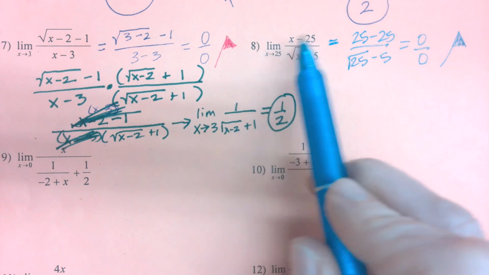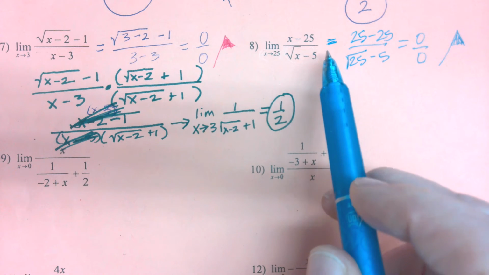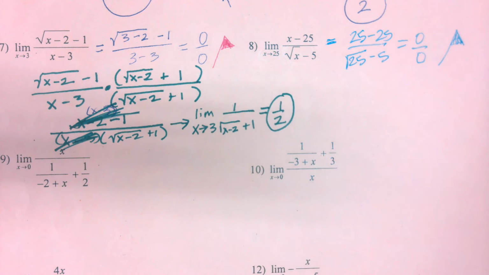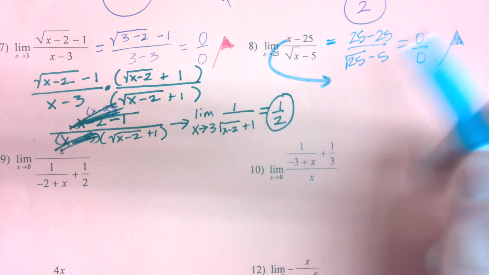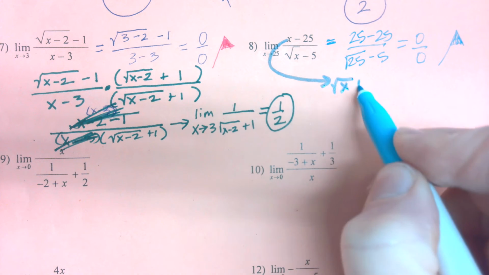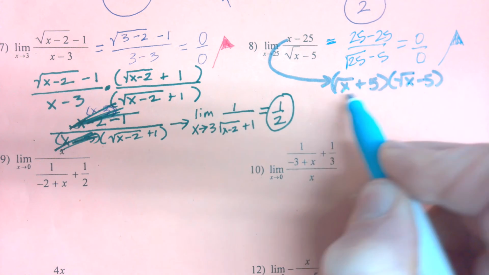And my first instinct might be to apply the conjugate. However, there is a way that I can factor this problem that is not something that we normally see or look at or would necessarily think to do. But I can use the concept of a difference of squares. And I can take that top and rewrite it as the square root of x plus 5 times the square root of x minus 5.